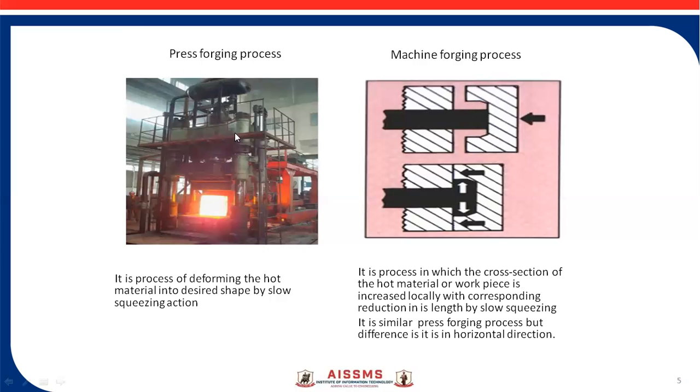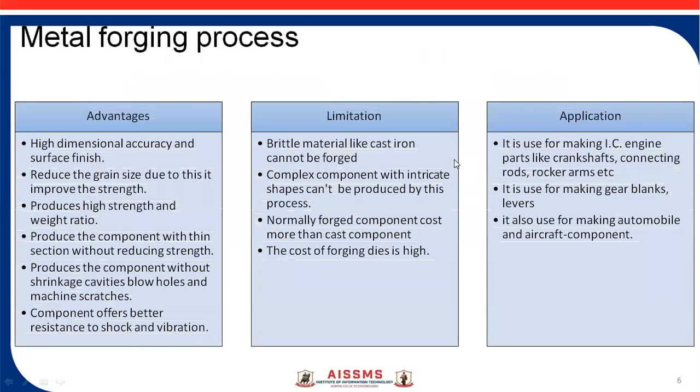Another is the machine forging process. It is similar to extrusion, but extrusion is vertical and this is horizontal. In this process, the cross section of the hot material or workpiece is increased locally with a corresponding reduction in its length. This is a reduction in length by a slow squeezing process, and it is similar to the press forging process. The difference is only the horizontal direction.